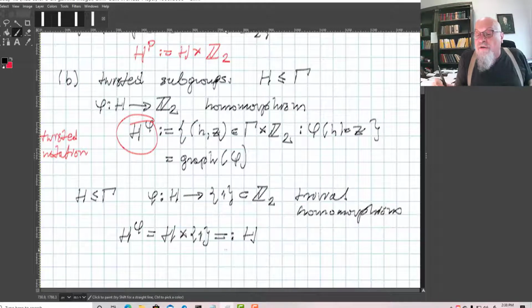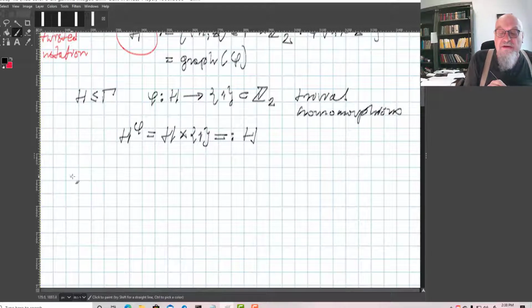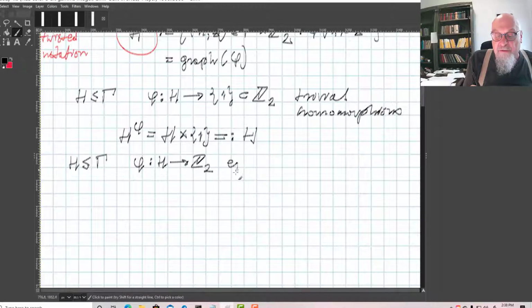So, of course, if a homomorphism is non-trivial, so the second case is that you have here H, and then you have here gamma, and phi from H to Z2 is not trivial, so that means it must be an epimorphism.